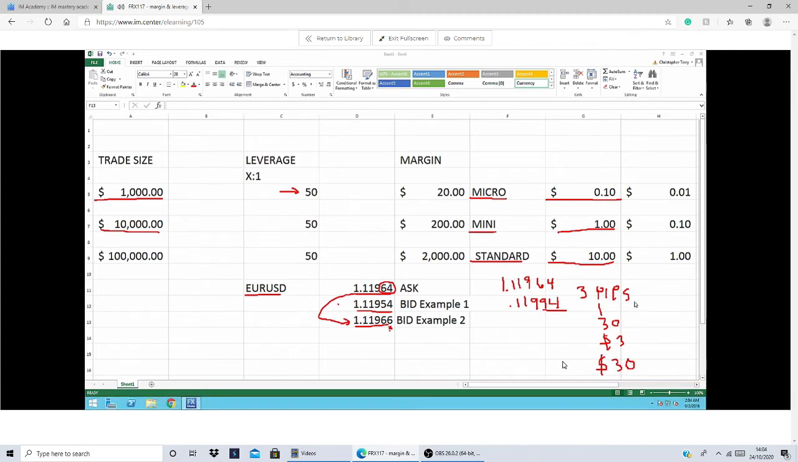Very simple. Now, let's look at pipettes, for example, right here. Let's just say you went from 64 to 66, 2 pipettes. Well, in this example, you would have made 2 cents on a micro, 20 cents on a mini, and $2 on a standard. So that's how you read the bid, the price using the pipettes on the micro, the mini, and the standard lots.